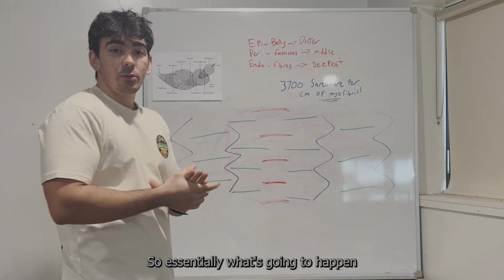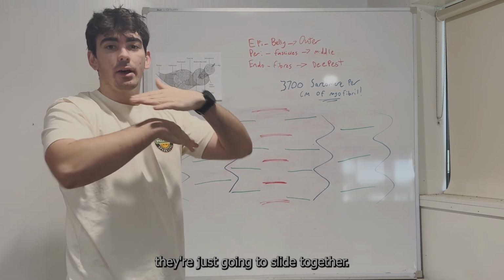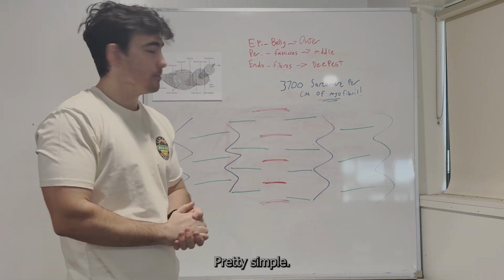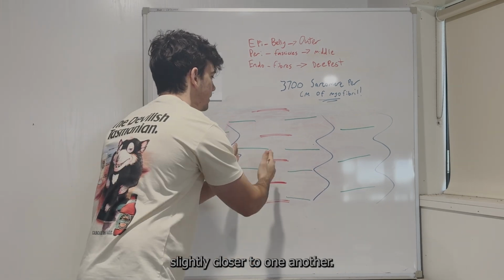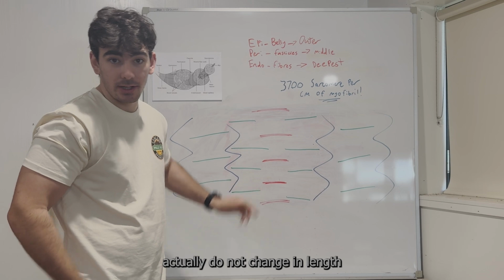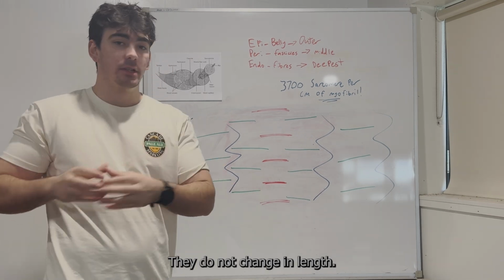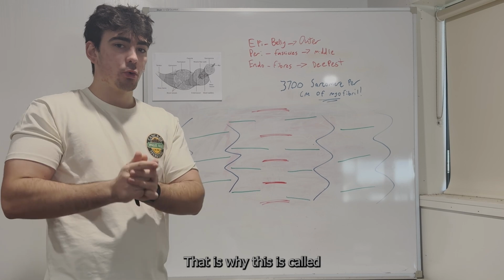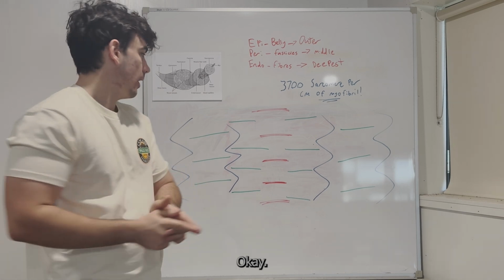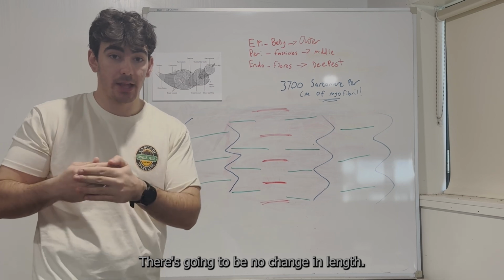Essentially what's going to happen is these filaments are just going to slide together. Pretty simple. So these Z lines are actually going to move slightly closer to one another, while these filaments do not change in length. Very important. They do not change in length. That is why this is called the sliding filament theory. So they're just going to slide past each other. There's going to be no change in length.